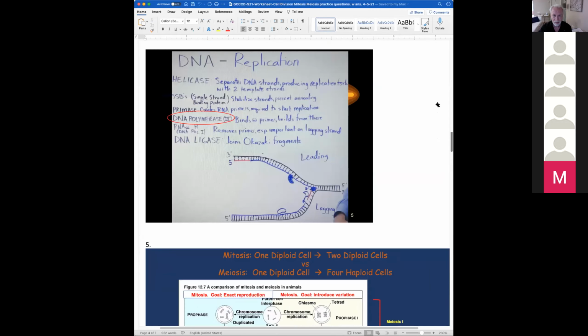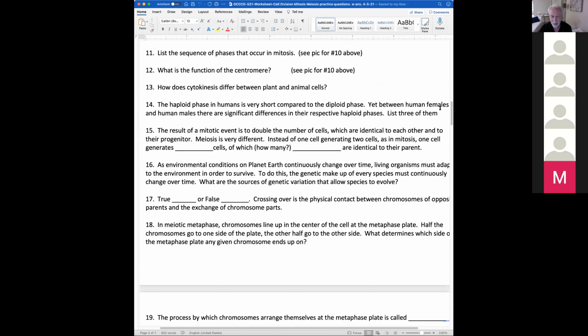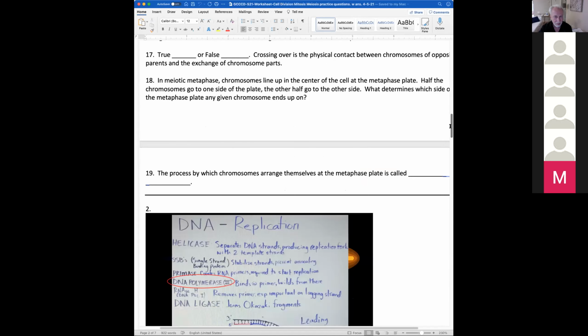Isn't that when the chromosomes cross over? Yes, that's one of them, crossing over, which is called genetic recombination. And what else happens in meiosis? When the chromosomes go to the metaphase plate and they have to decide which way to go, how do they do that?